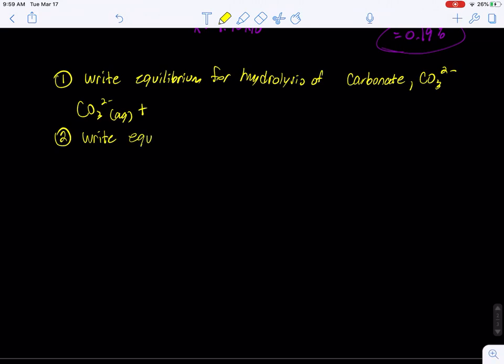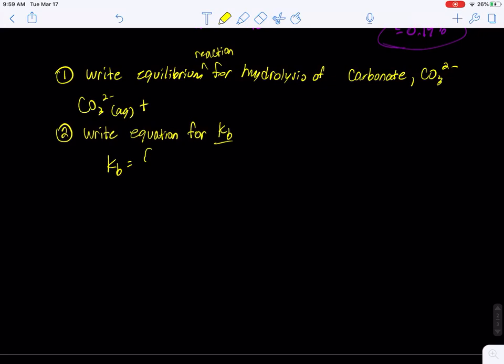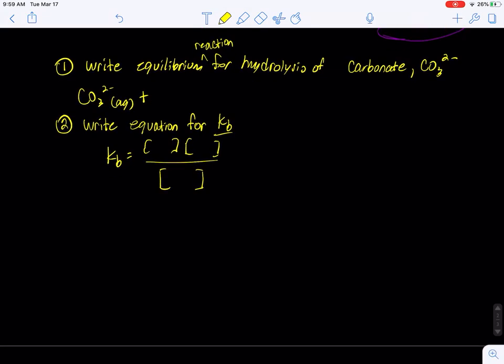So this is a reaction, okay, a chemical reaction with the equilibrium arrow. This is an equation with the mathematical equal sign, okay? So write out what the Kb is, and that's going to be equal to your usual things. So fill those blanks in.